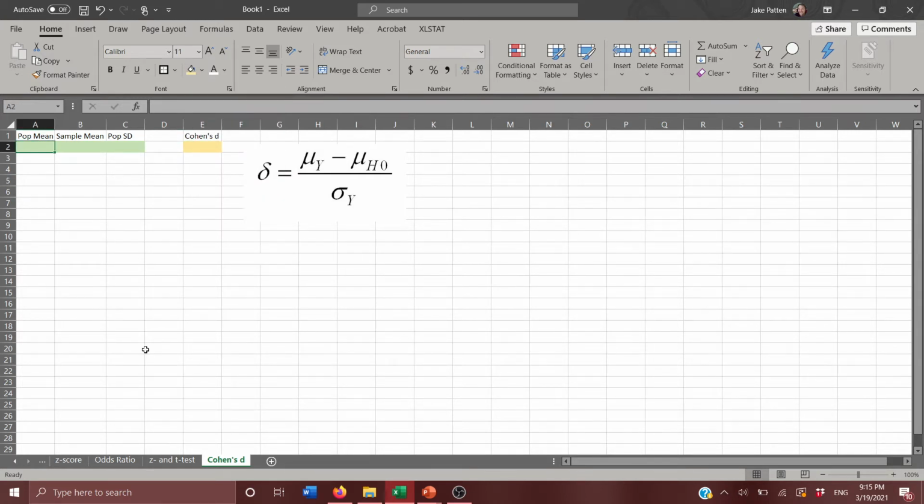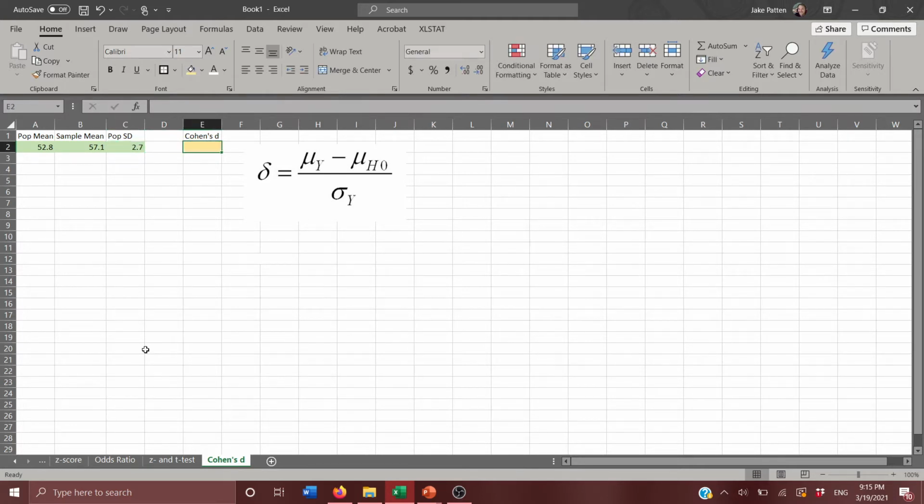What mean should we give this? A mean of, I don't know, 50. No, it's too round and obvious. Let's do 52.8. Okay, the population mean is 52.8. The sample mean is 57.1, and the population standard deviation is, let's make it kind of small. Let's say the population standard deviation is 2.7. That sound? Yeah, 2.7 is good.